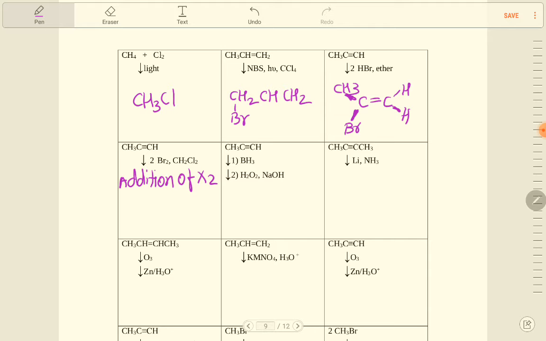And basically CH3 CH Br CH. So Br on each carbon, bond breaks between those, and CH3.